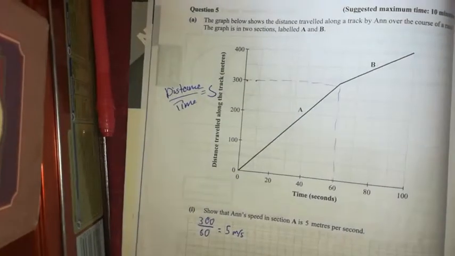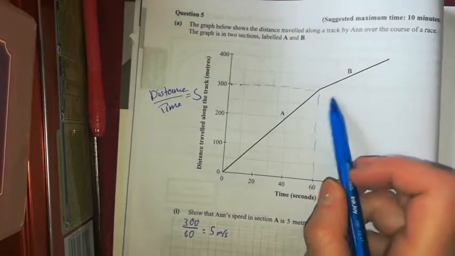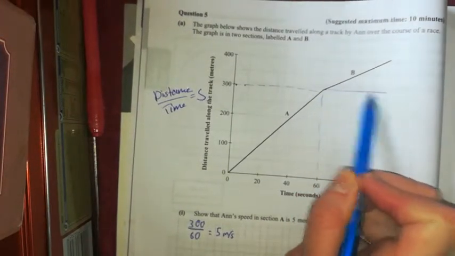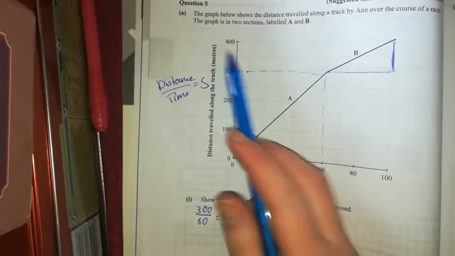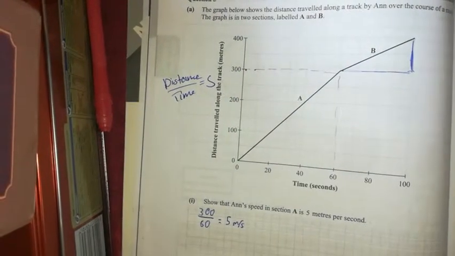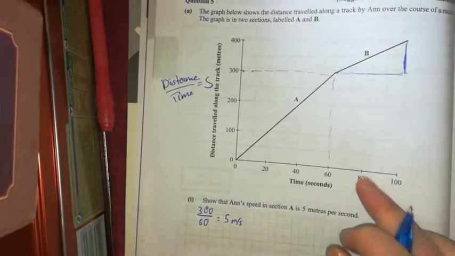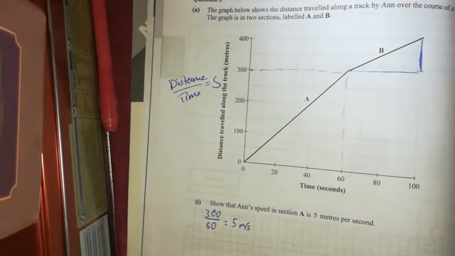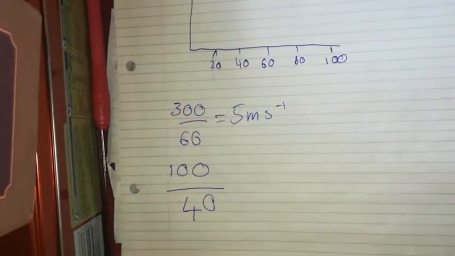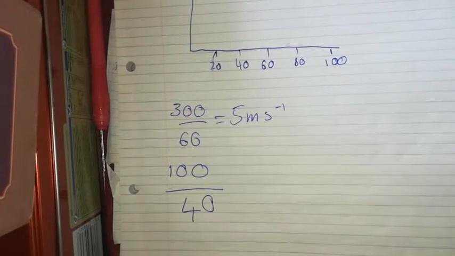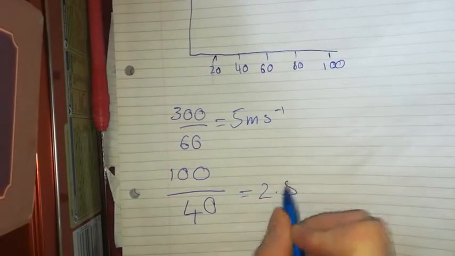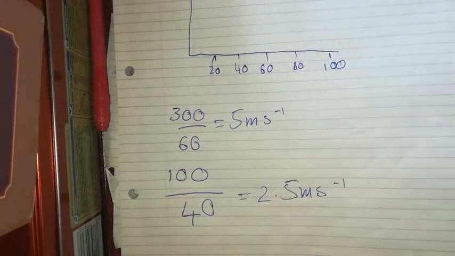But if I want to get her speed in the second section of the race, well, this speed is different, so I'm going to have to get the rise just in section B, and then the run just in section B. So the rise in section B is going to be from 300 to 400, so the rise is 100, and then the run is going to be 60 to 100, so it's going to be 40. So then we have 100 divided by 40, and we get 2.5 meters per second. So that's her speed in the second part of the race.